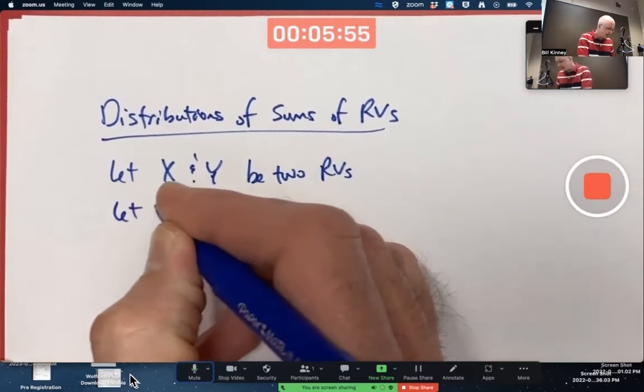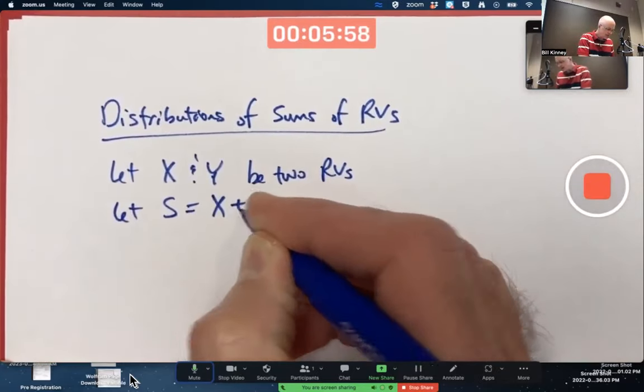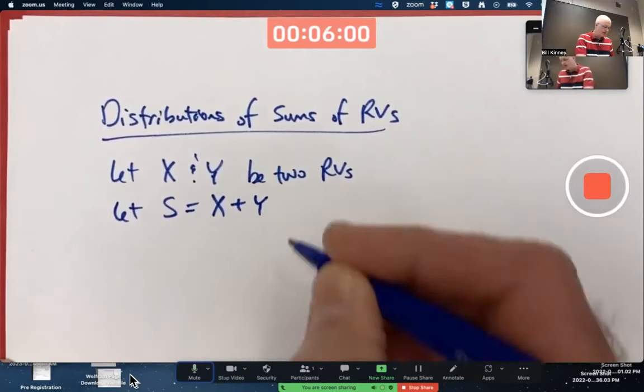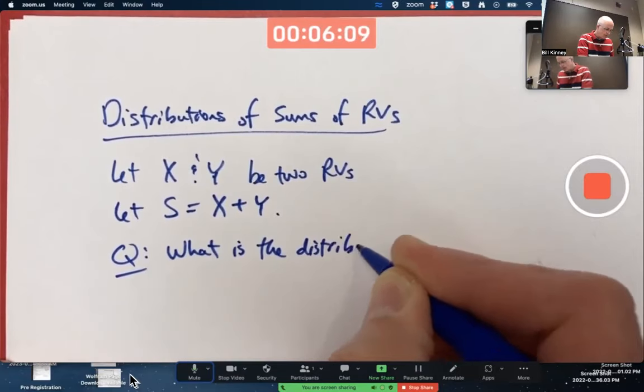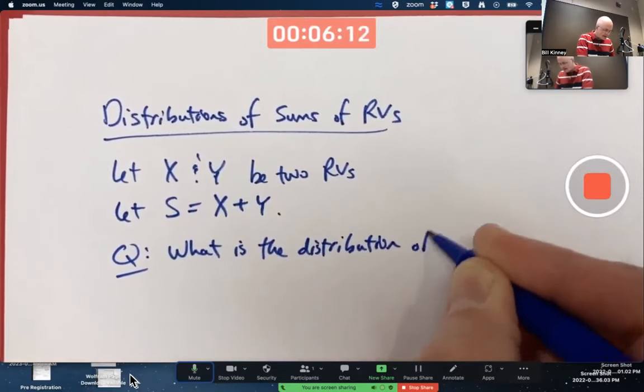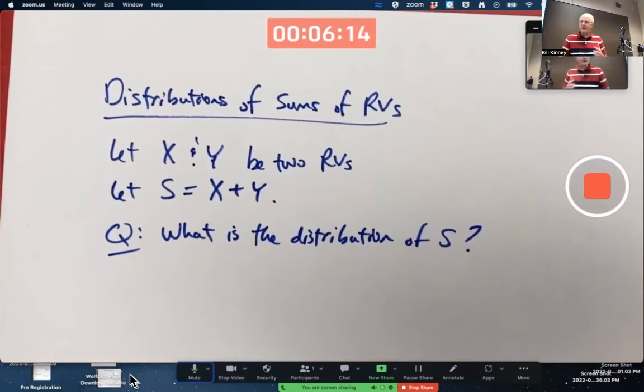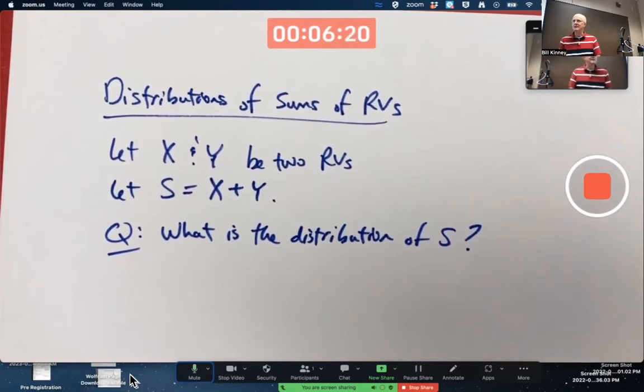Let S be their sum, S equals x plus y. The question is, what is the distribution of S? I hope it makes some sense that if x and y are discrete, then S should be discrete. If x and y are continuous, then S should be continuous. If x is discrete and y is continuous, would S be mixed? Maybe. Probably. Is there anything else we need to assume? Possibly.